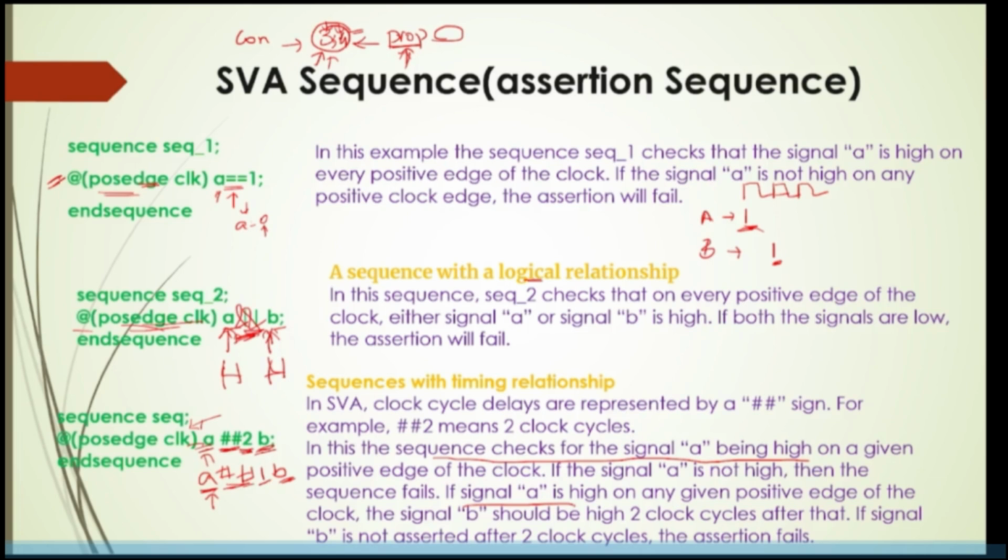And now if A is high on any positive cycle, the signal B should be high two clock cycles after that. That means for the first clock cycle, if A is high, then after two clock cycles, B should be high. So this is the condition. If after two clock cycles B is not high, then the assertion fails. Got my point? Yes, so this is clear. So this is how you will be checking the assertions.